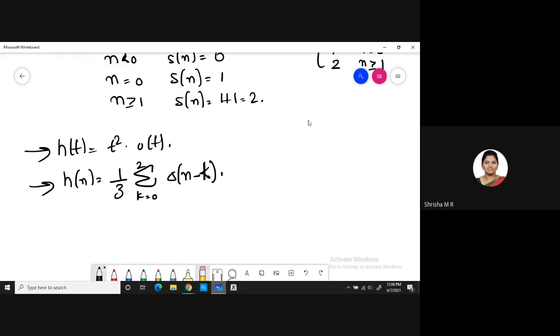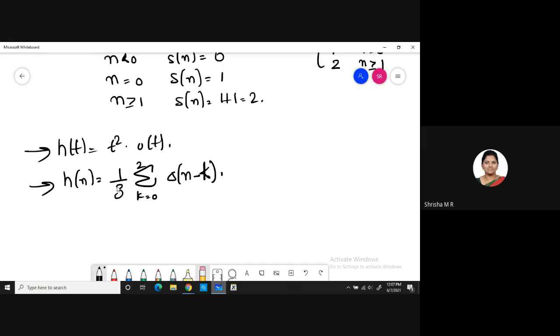So this directly you can do t square into u of t because it's starting from 0 and it will go up to infinity. So if t is less than 0, s of t will be equal to 0. If t is greater than 0, you put this and solve it.